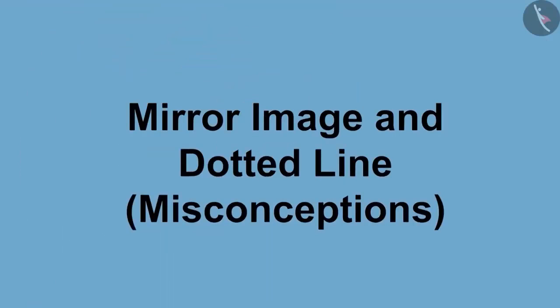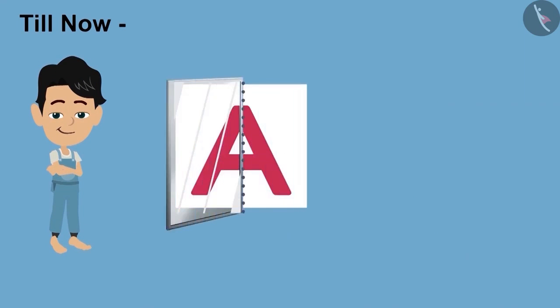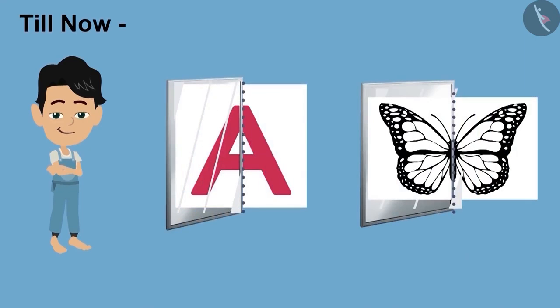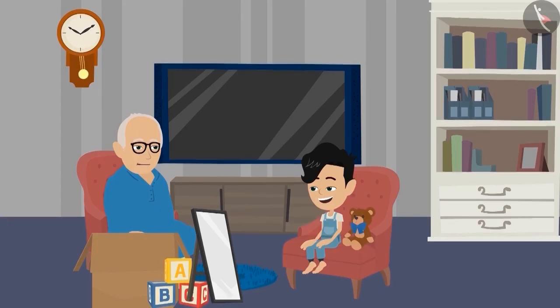Friends, welcome to this video. So far we have seen some examples with Pinku. Now we will see the picture seen in the mirror with Pinku and some common mistakes related to the dotted line. Pinku, till now you have seen so many pictures. Now I want to ask you some more questions. Will you be able to answer?